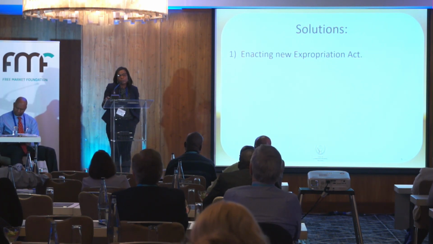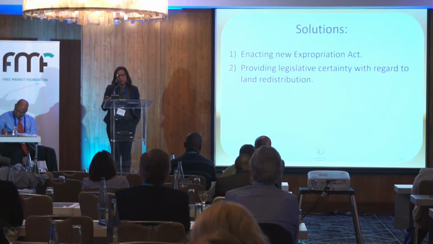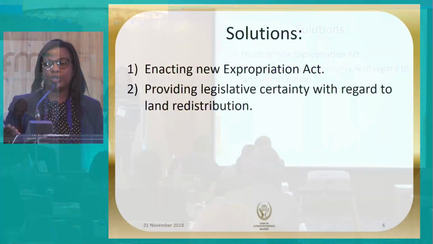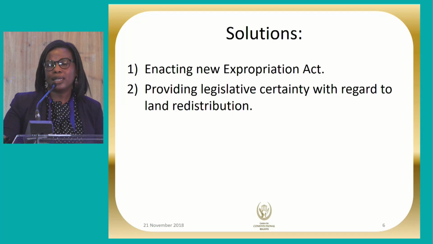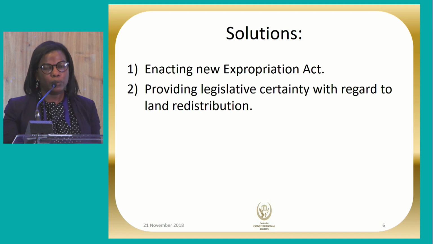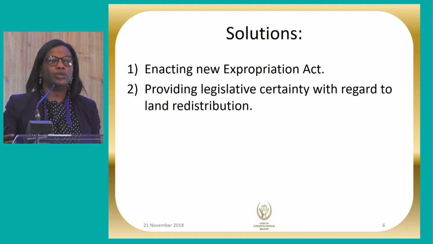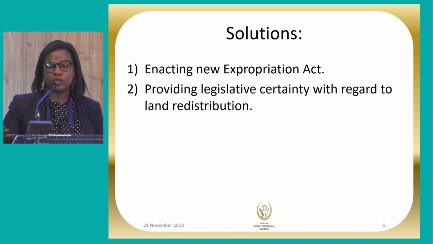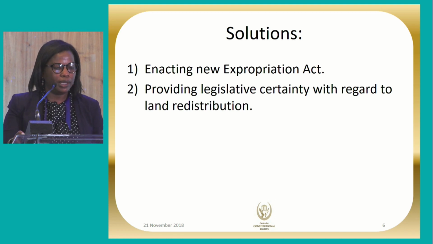So to begin with, to enact a new expropriation act, which is in line with the Constitution, and also just to provide legislative certainty as to how exactly land redistribution is going to take place. So who exactly are we seeking to empower? What is the purpose of land redistribution? Is it to create livelihoods? Is it to ensure a new class of black peasant farmers, for example? These are details which are simply not there.